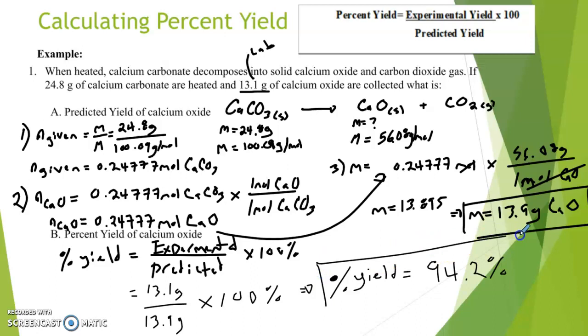We got 94.2% yield. That's pretty good. That's like getting 94% on a test. How to make sure you get this right is make sure you're carrying your digits all the way through. And then if you can do your calculations, try and use as much digits as you can. Okay. And yeah, that's how you get your percent yield for a calculation.